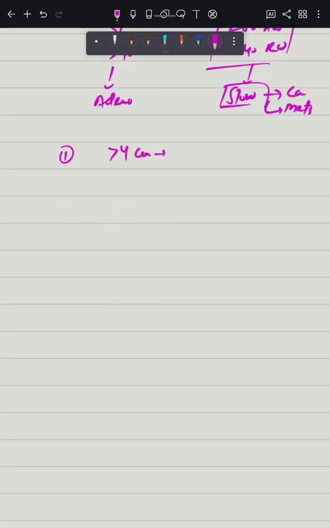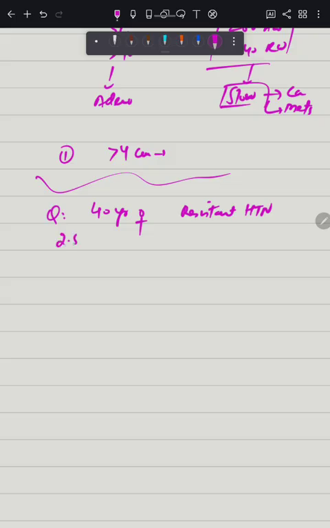So for example, one question: a 40-year-old female with resistant hypertension has a 2.5 centimeter adrenal mass, and NCCT adrenal shows 8 Hounsfield units. So what is the most likely diagnosis? It strongly suggests lipid rich adenoma.